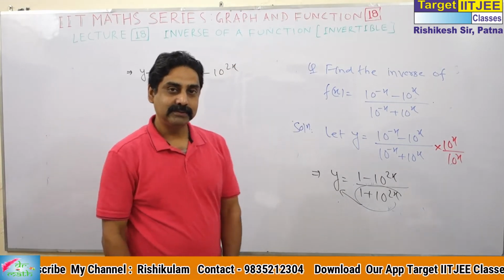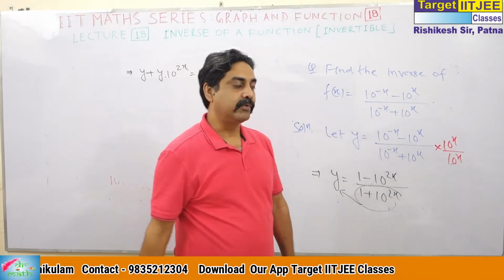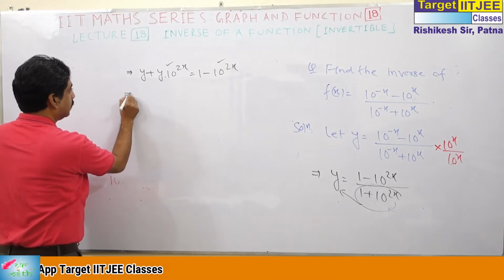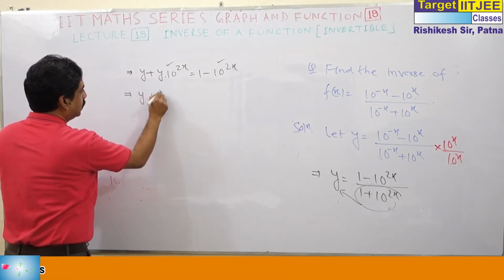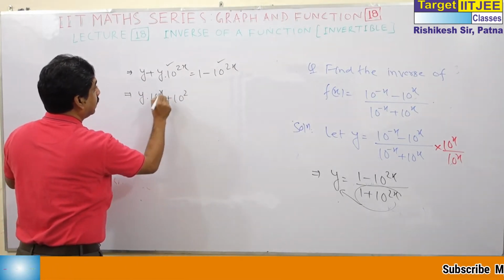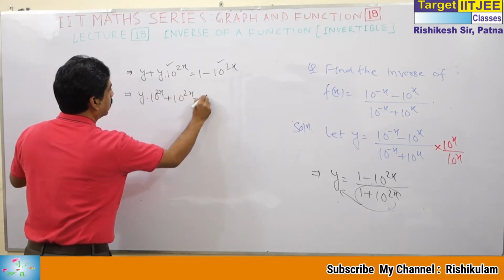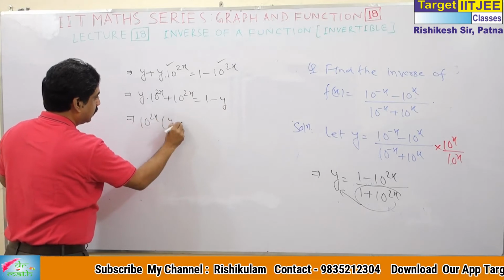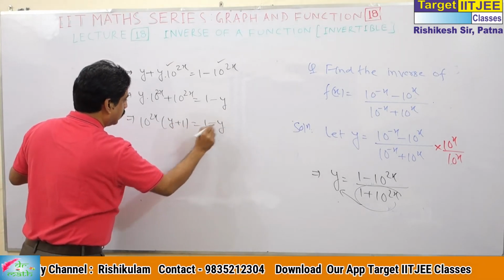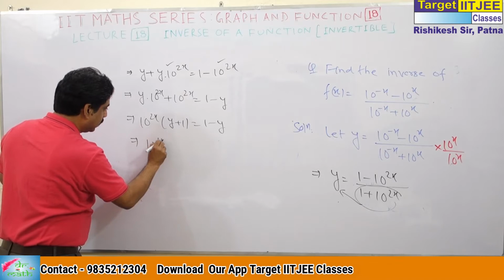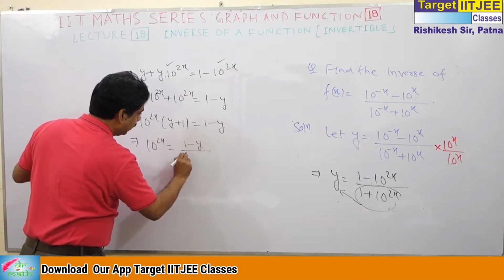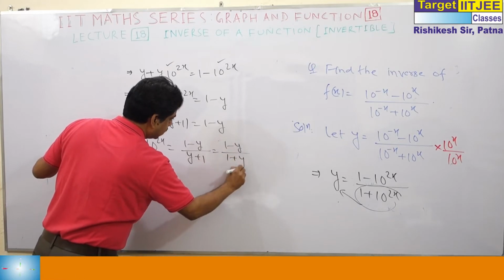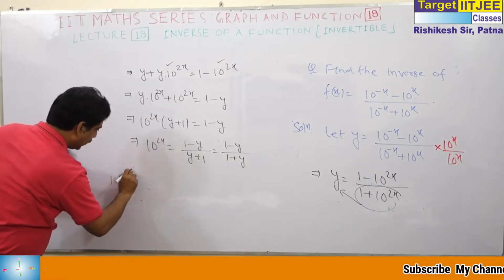What do we have to do? We have to express x in terms of y. So put these two together. This is y plus y into 10 to the power 2x equals 1 minus 10 to the power 2x. Now take 10 to the power 2x common: (y plus 1) times 10 to the power 2x equals 1 minus y. So 10 to the power 2x is 1 minus y by y plus 1. It looks better.